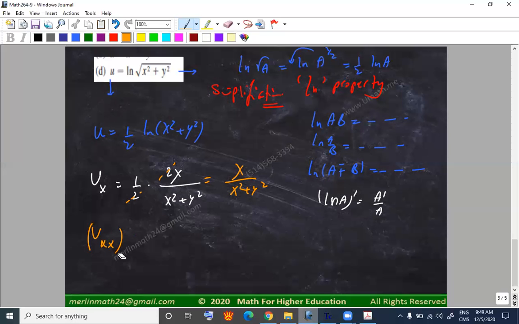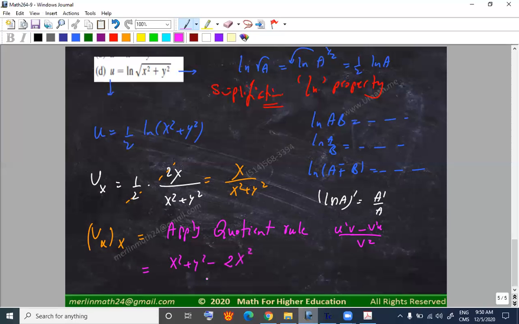Now you want to derive one more time, so it's better to write x over x squared plus y squared with respect to x. This is a quotient, so apply the quotient rule: u prime v minus v prime u over v squared. So it is 1 times the denominator, minus 2x times x, over the denominator squared. Now let us simplify: you get y squared minus x squared, and nothing more you can do.